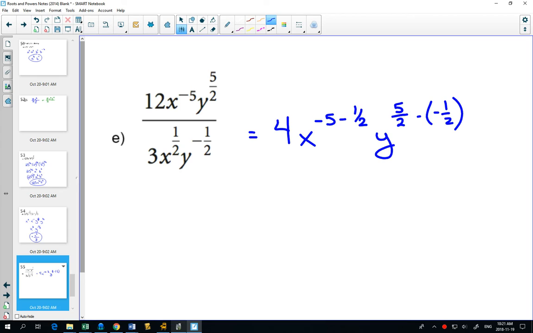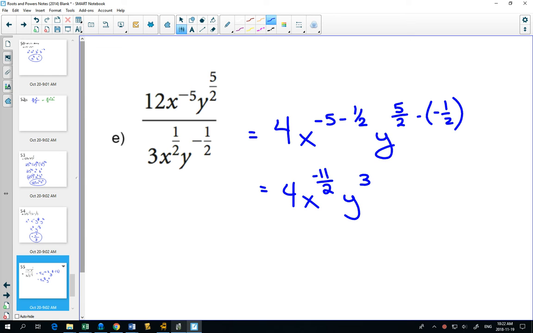Because they're fractions, the mental math isn't as easy just to write the answer right away. How do I subtract fractions? I need a common denominator, so negative 5 is negative 10 over 2. If I have negative 10 over 2 minus 1 over 2, I will get negative 11 over 2. And if I have 5 over 2 minus a negative 1 over 2, that's the same as adding. That'll give me 6 over 2, which I'll write just as a 3.